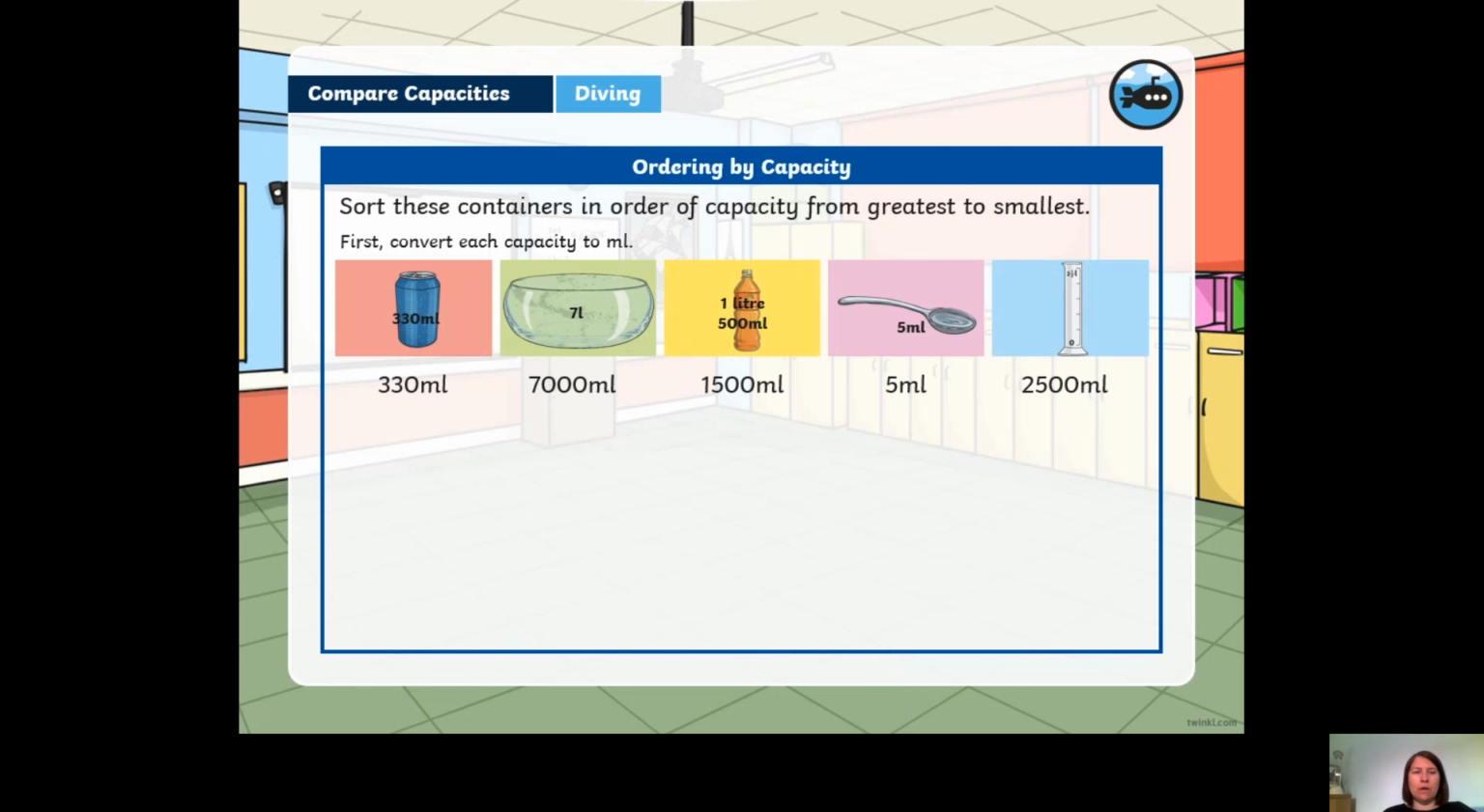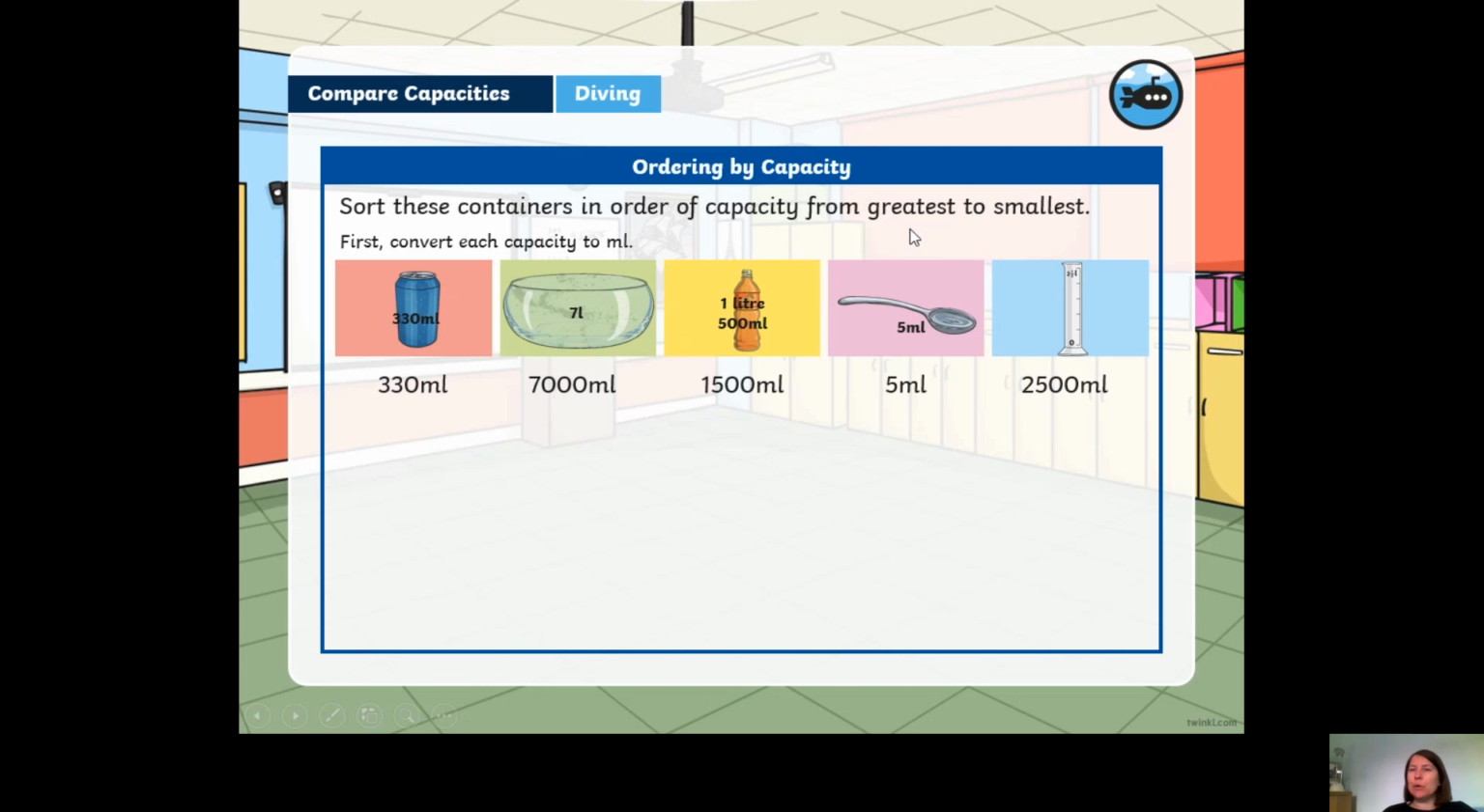okay, so we've got the 7 litres is the same as 7,000 millilitres. 1 litre 500, that's the same as 1,500 millilitres. And this one, which said 2.5 litres, so if we know that a litre is 1,000, then half of that would be 500. So we've got 2,500 millilitres.